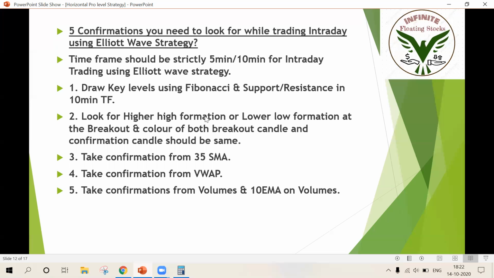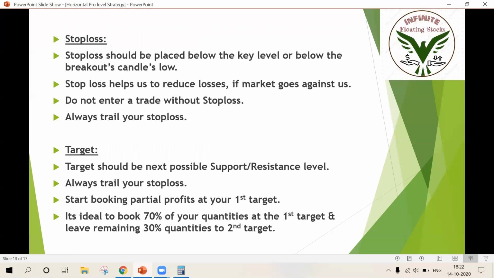Look for high formation, low formation at the breakout. The color of both the breakout candles should be the same. Take confirmation from the 35 moving average. Also take confirmation from VWAP. And yes, take confirmation from volumes and the 10 moving average on the volume. I repeat, you should be looking at 5 confirmations.